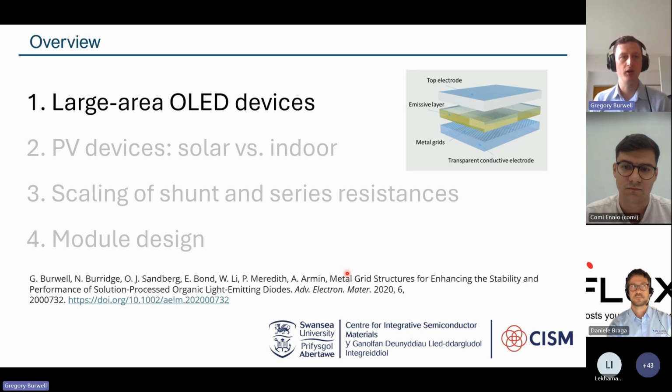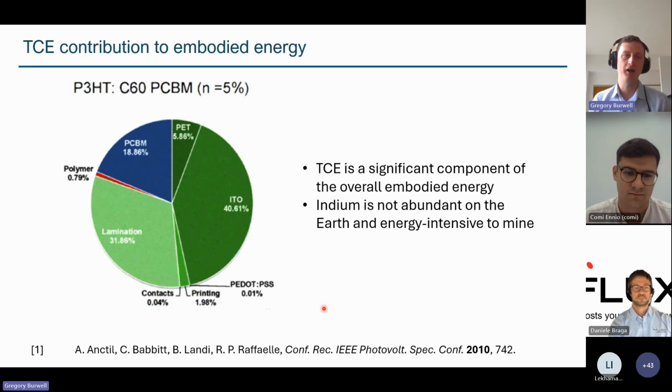So we'll start with large area OLED devices, and most of this work you can find in this paper from Advanced Electronic Materials from 2020. So a little bit of background about why we might be interested in optimizing the TCE. The TCE contribution to embodied energies in different types of solution processed optoelectronic devices can be a significant component of the overall embodied energy.